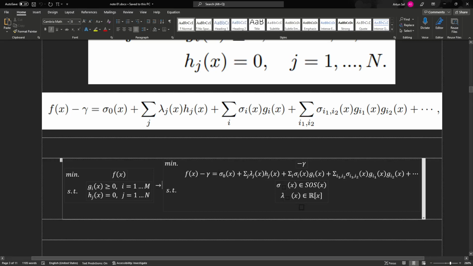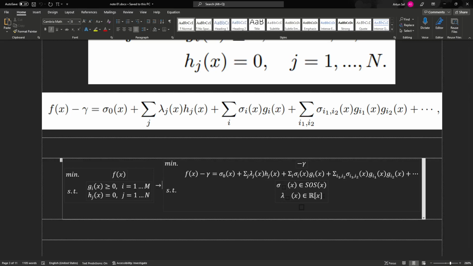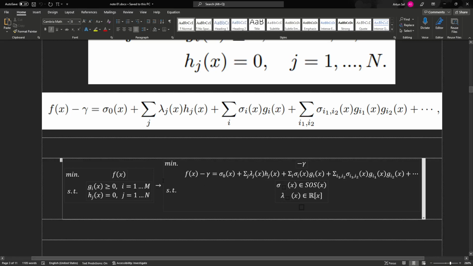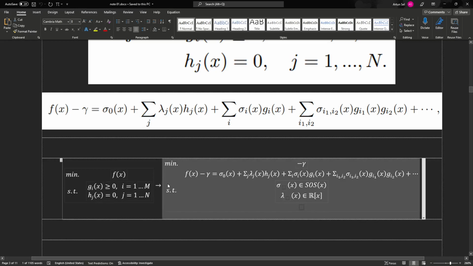And sigma polynomials are SOS, right? And lambda polynomials are just polynomials. We don't need to have any SOS constraint on them. Okay. And basically, if you don't want to spend much time on that, you can just memorize this transition. If you have some problem, you can express the problem given in that form.